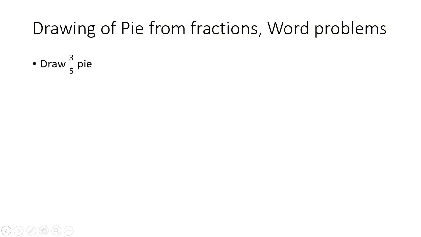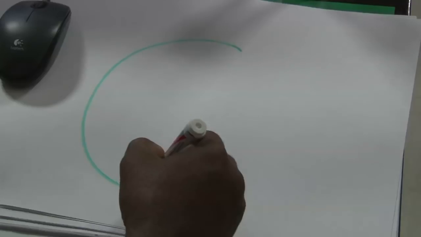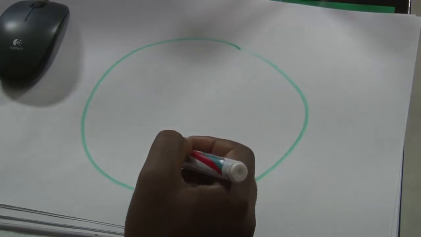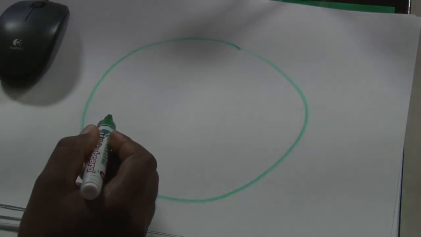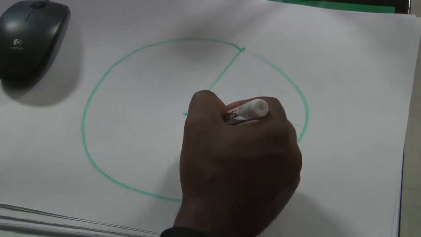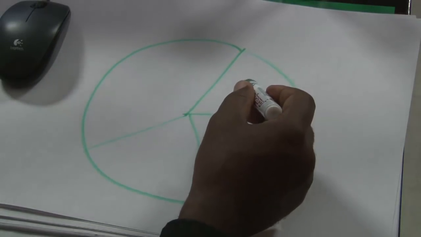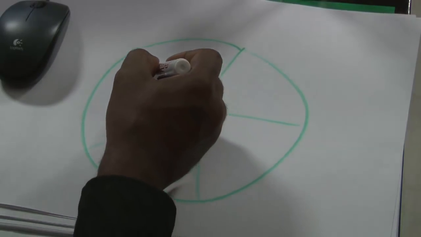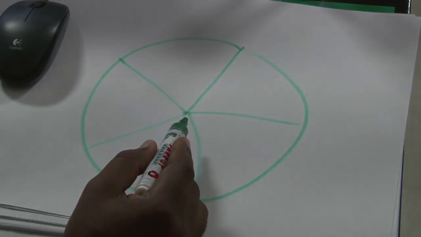Now sometimes they say draw a pie from a fraction, or they say draw a fraction from a pie, and you have to draw the pie. Say, for example, they give you a pie 3/5. What you need to know is that if you have a pie and they give you 5 parts, you have to divide this pie into 5 equal parts. Please make sure that your parts are equal. So this is 1, 2, 3, 4, 5. Those are the 5 parts of your pie.